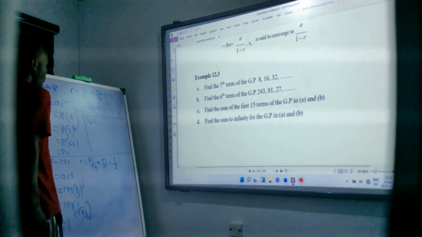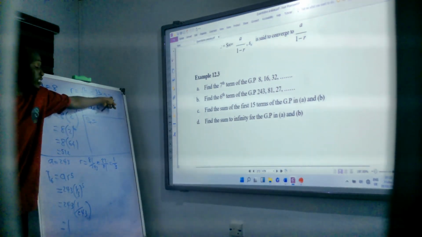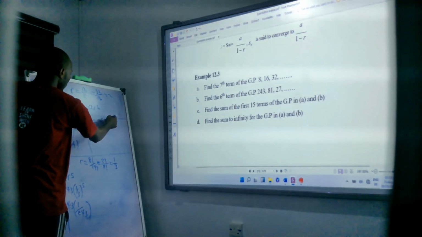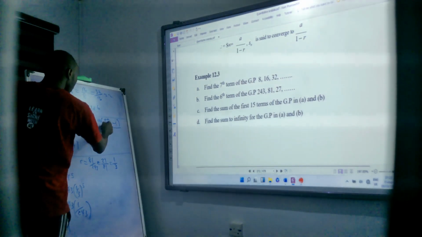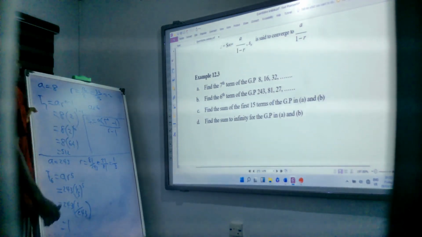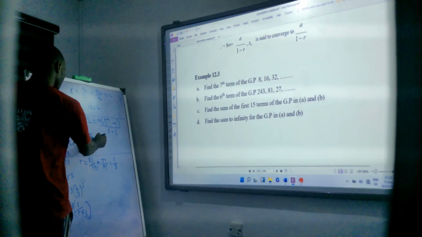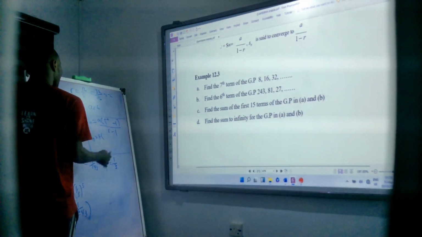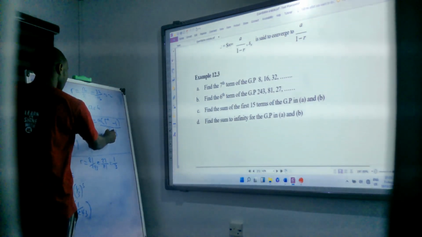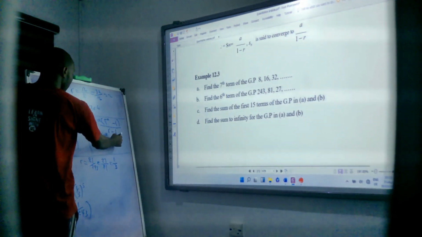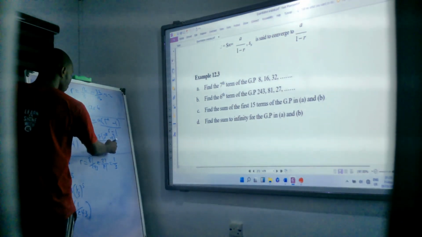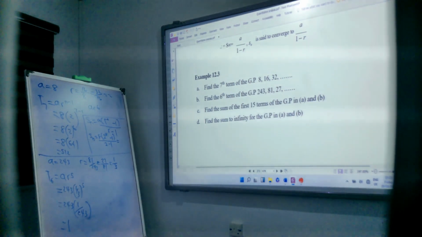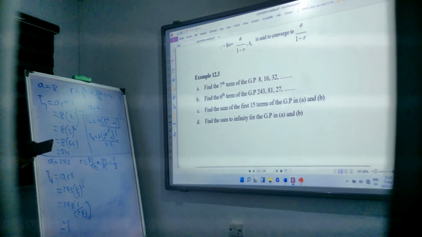Now, the next one said, find the sum of the first 15 terms of the GP in A and B. So in A, I'm looking for S15. What is our R? Our R is 2, greater than 1. So it's better we use A, open bracket, R raised to the power n minus 1, all over R minus 1. So S15 is equal to 8, which is the first term, multiplied by 2 raised to the power 15 minus 1, all over 2 minus 1.